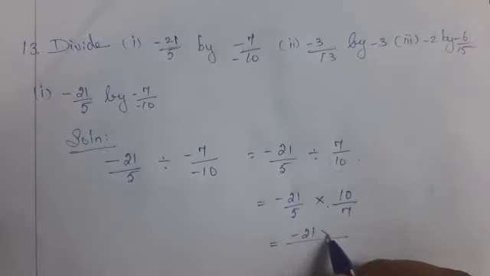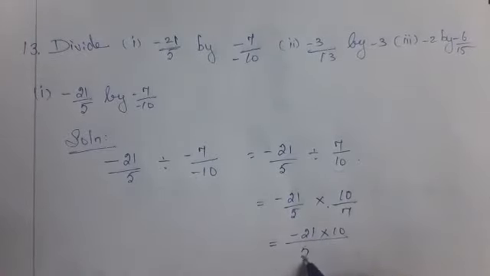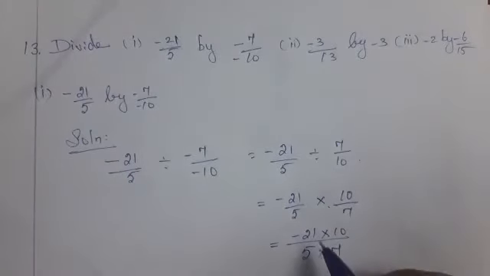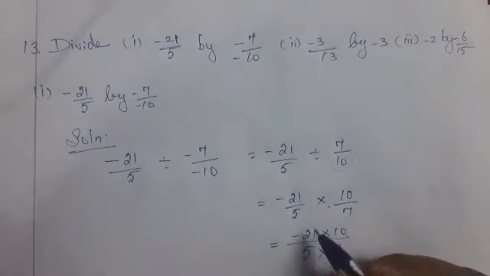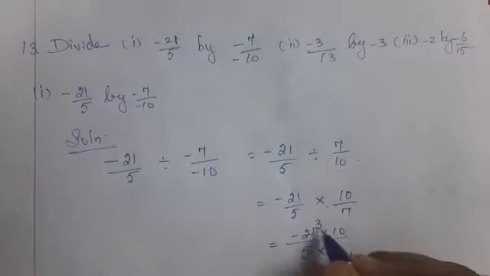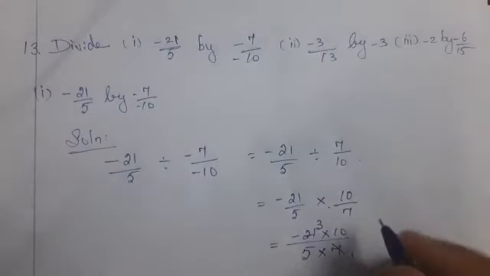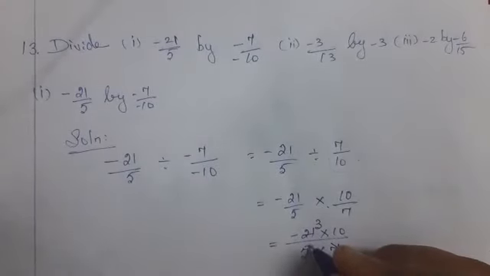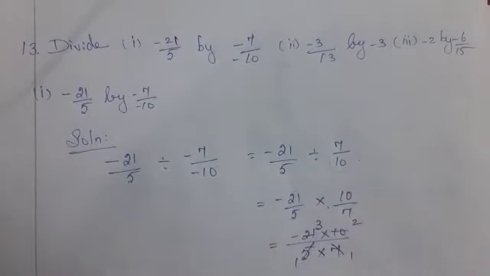Minus 21 into 10, denominator 5 into 7. 21 and 7 have a common factor, that is 7th table. 1 7 is 7, 3 7s are 21. 5 and 10 have a common table, 5. 1 5 is 5, 2 5s are 10.